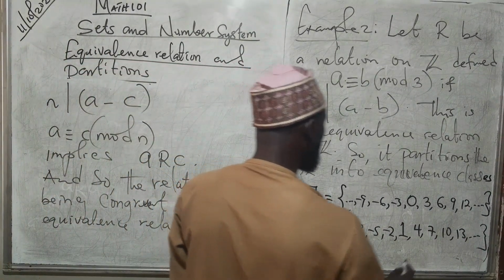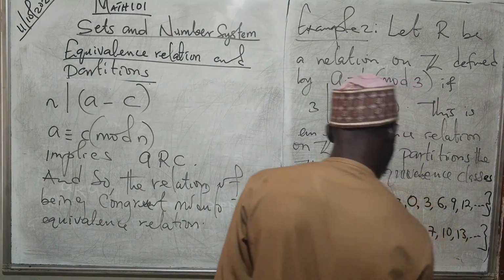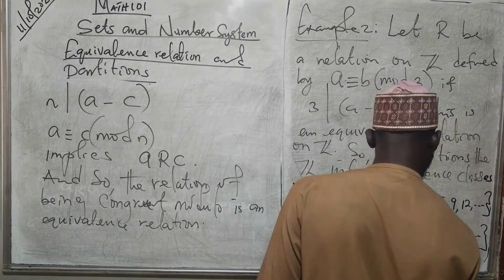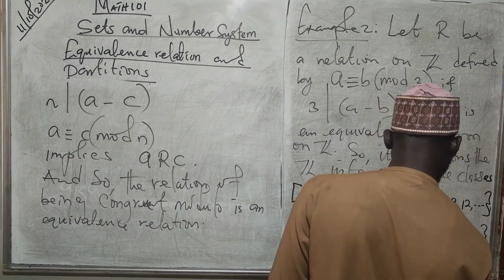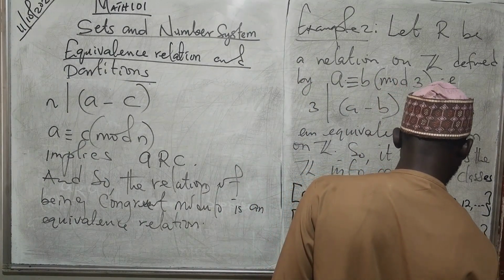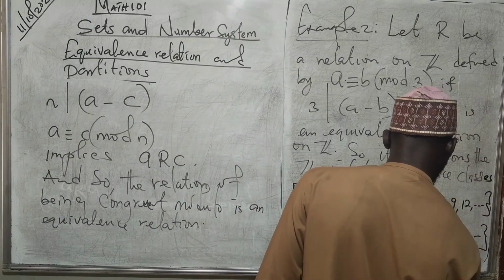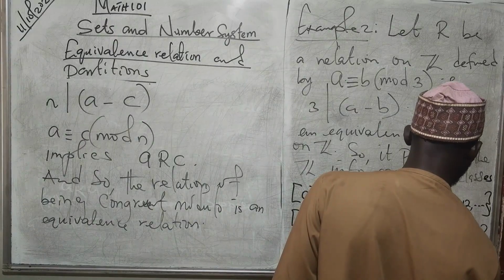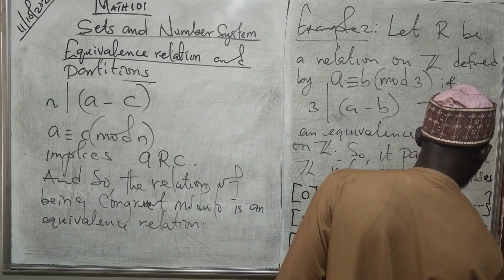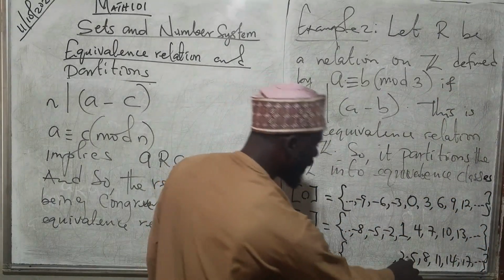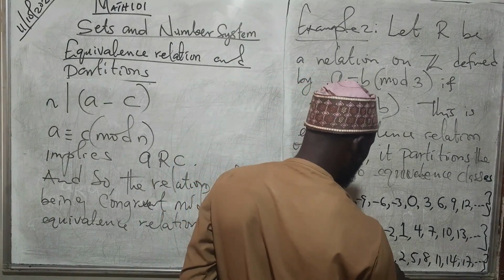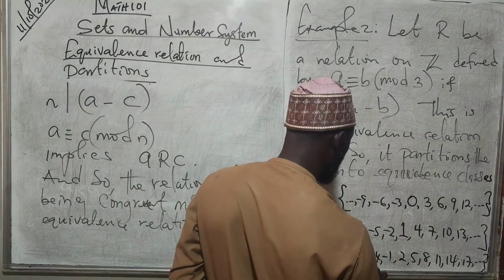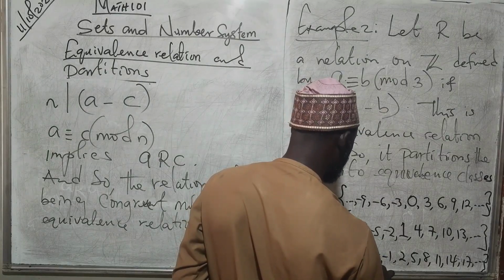So 2 is in its own equivalence class, and subsequently if you keep on adding 3, you have 5, add 3, you have 8, add 3, you have 11, you have 14, add 3, you have 17, and so on. So here, subtract 3, you have minus 1, subtract 3, you have minus 4, subtract 3, you have minus 7, and so on.